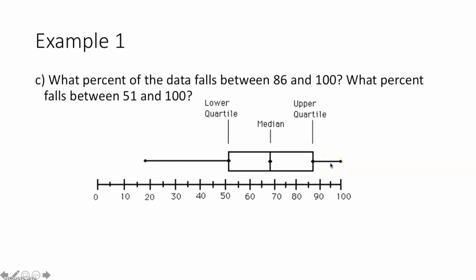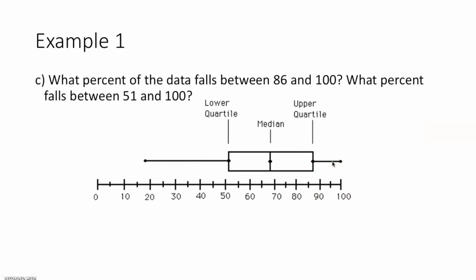That's the whole point of quartiles. From our minimum to our first quartile, that's 25%. Then from first quartile to median, another 25. Then from median to third quartile, 25. And then from third quartile to maximum, another 25. So that would be 25% of your data right there.